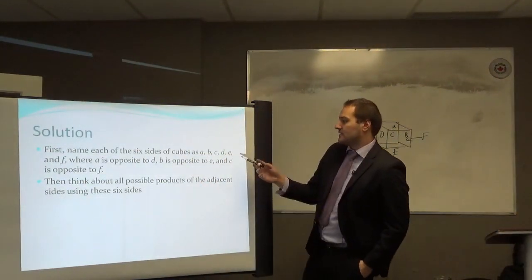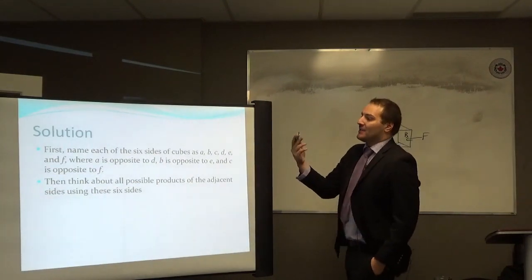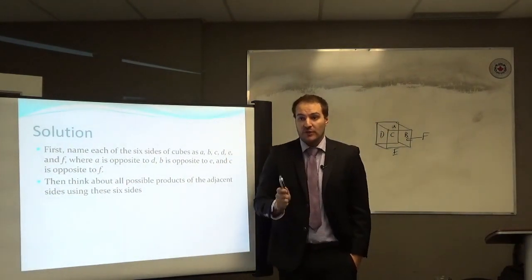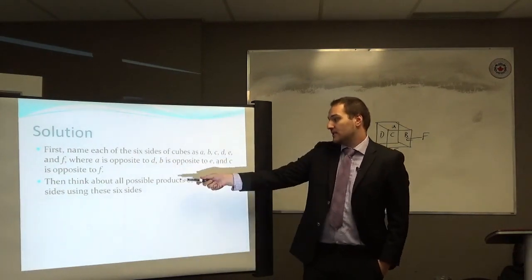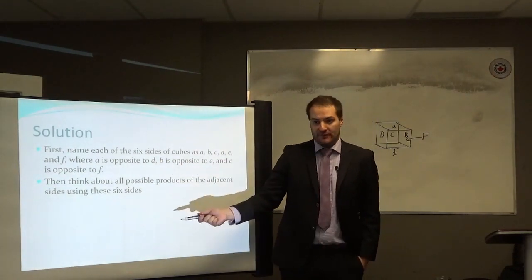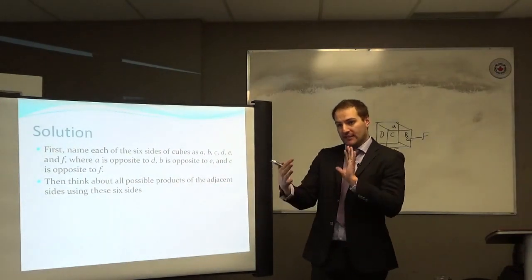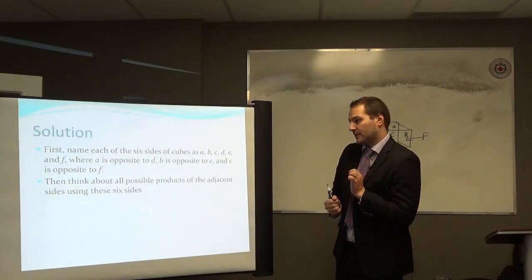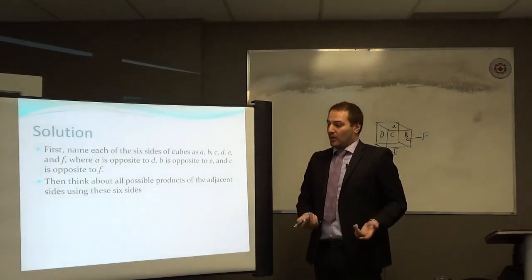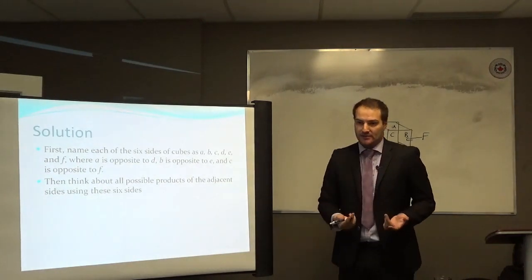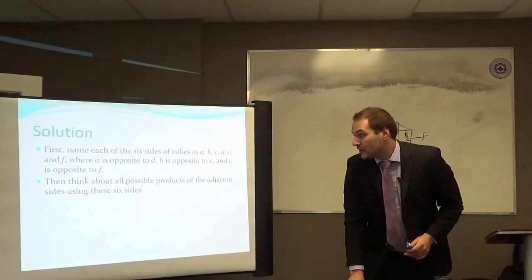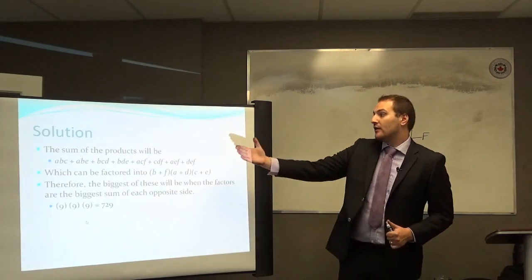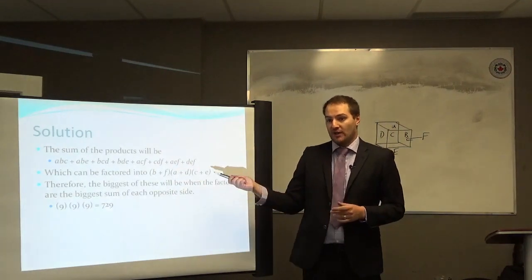Like I said, A, B, C, D, E, and F. And we'll have to make note of which ones are opposite, because they will never multiply. So A is opposite to D, B is opposite to E, and C is opposite to F. So we keep track of the fact that in this cube, these won't be multiplied. Then we have to think about all the possibilities of the adjacent sides. Once we do that, we'll actually have something that looks like this, our 8 products.